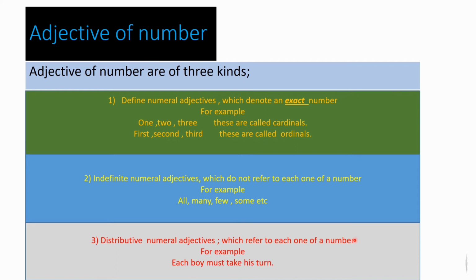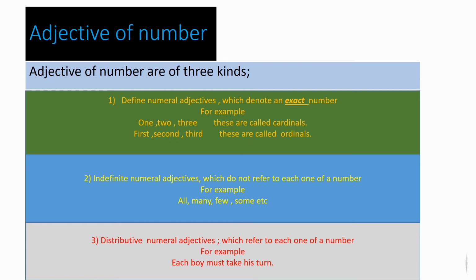It is that kind of adjective of number which denotes an exact number. For example, 1, 2, 3. These are called cardinal, and first, second, third, these are called ordinal. Now moving toward the second type of adjective of number, which is indefinite numeral adjective. It is that kind of adjective of number which does not denote an exact number.